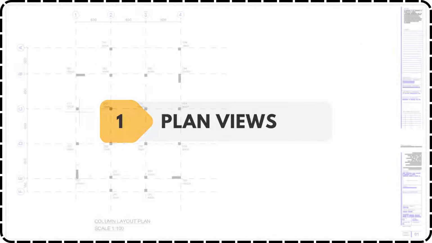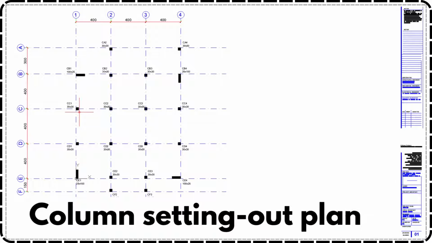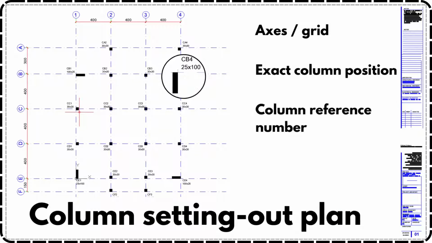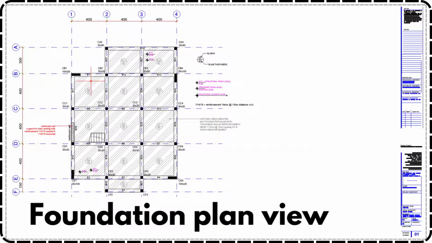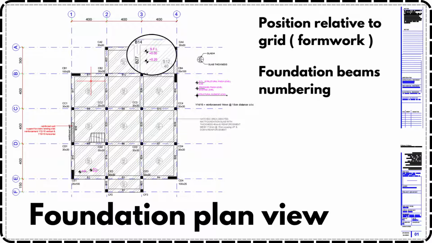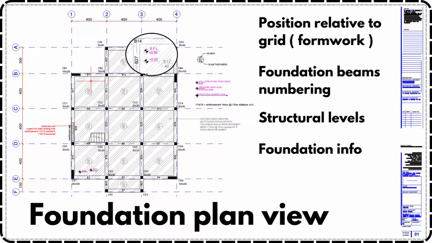Structural plan views should include, first of all, a column setting out plan with the exact column positioning in relation to the project's grid, the column reference number, and size. A structural foundation plan view with all foundation elements clearly marked and referenced, structural levels, formwork dimensions, related notes, and reinforcement.